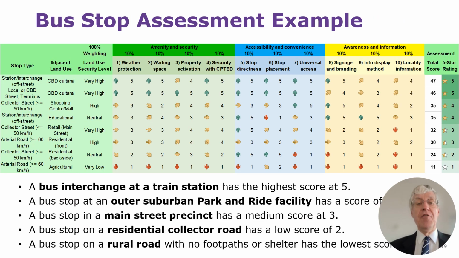Here is an example of the bus stop assessment scoring for a small selection of a range of bus stops in metropolitan Adelaide. A bus interchange at a train station has the highest score at 5. A bus stop at an outer suburban park and ride facility has a score of 4. A bus stop in a Main Street precinct has a medium score at 3. A bus stop on a residential collector road has a low score of 2. And a bus stop on a rural road with no footpaths or shelter has the lowest score at 1.